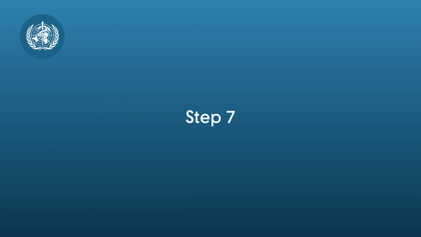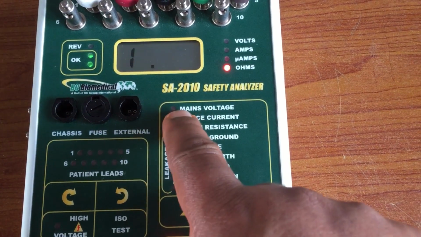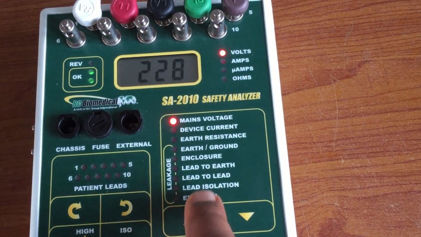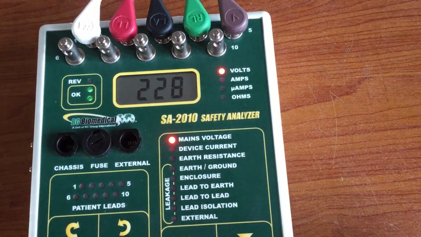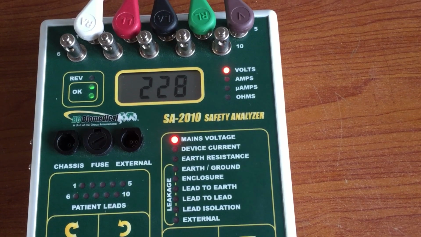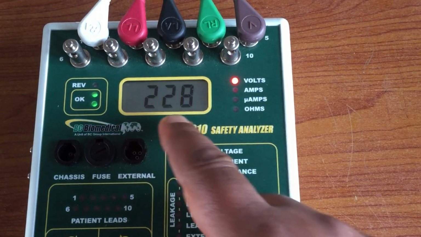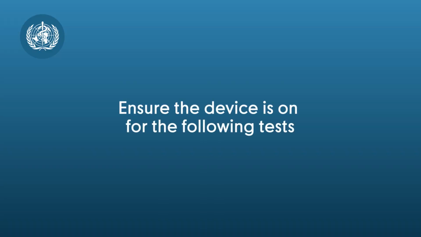Step 7. Mains voltage and device current. Set the safety analyzer to test mains voltage. The value should be near 110 volts or 220 volts, depending on your power source. The tolerance is determined by the electrical company, but 10% tolerance is typical. Ensure the device is on for the following tests.